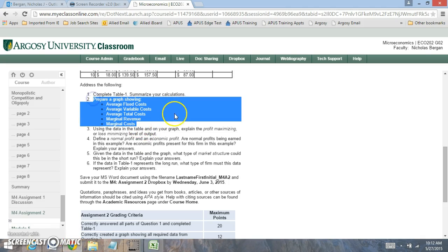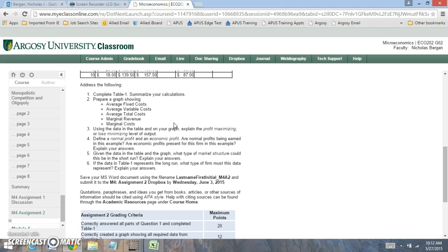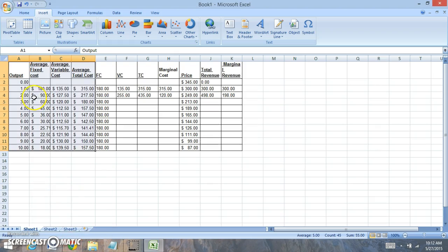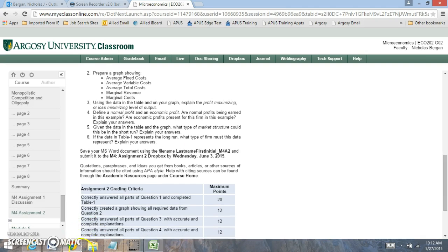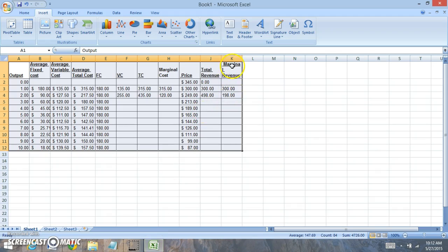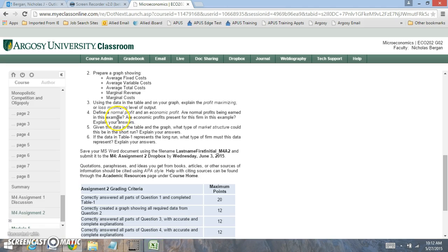So that will answer this: prepare a graph for those following things right there. You can actually put it on the same graph. So if you wanted to, you can put all of this together on the same graph. Now, using the data in the table and on your graph, explain the profit maximizing or loss minimizing level of output. You want to find on this table where marginal revenue equals marginal cost, where they equal each other, as that's where they should be producing.